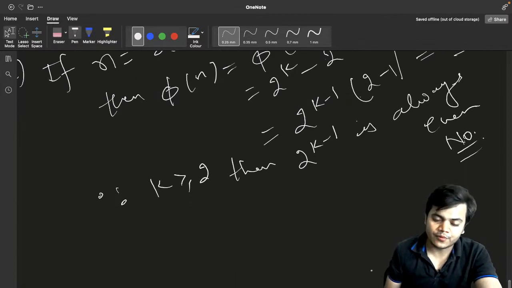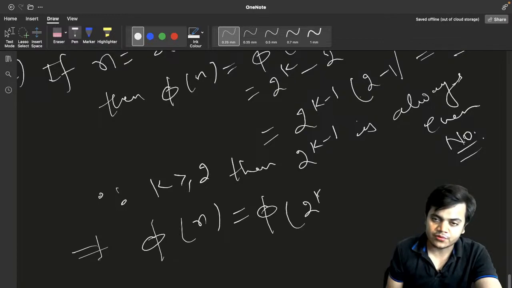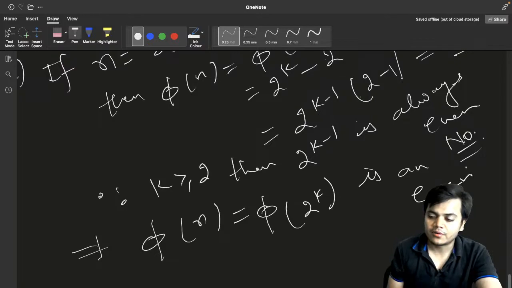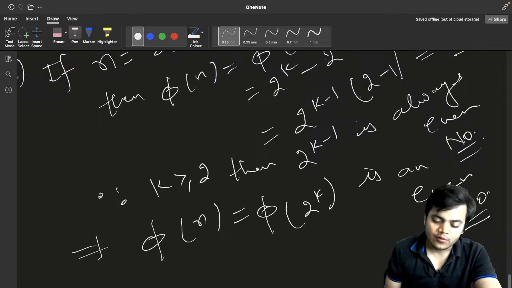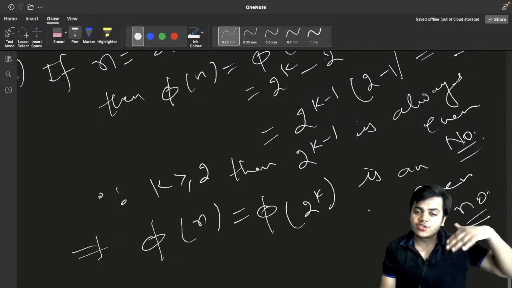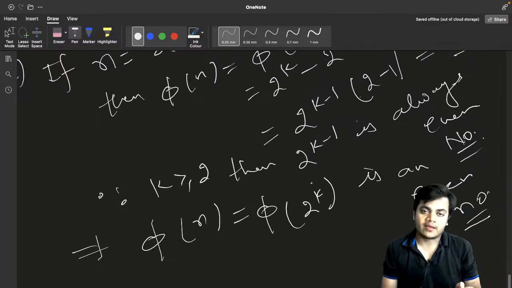Yes, certainly the proof makes things more clear. So hence we can say phi of n is equal to phi of 2 raised to the power k, which is an even number for sure. But now one more question arises. What is the question? If n is not equal to 2 raised to the power k, then what would you like to say?